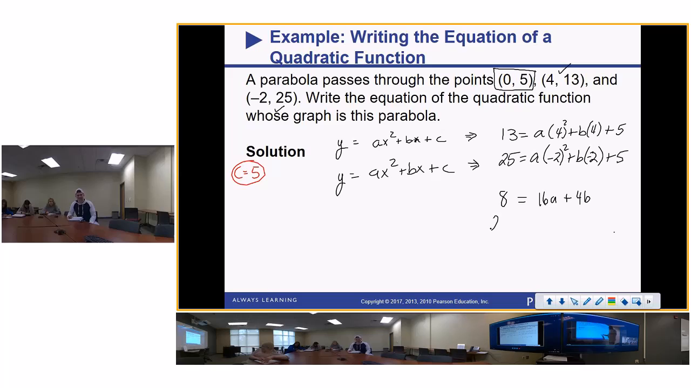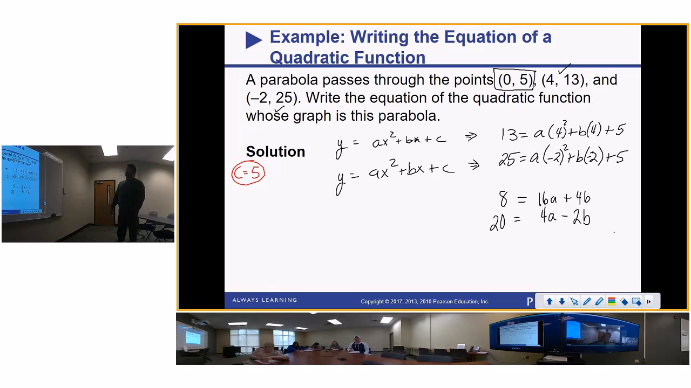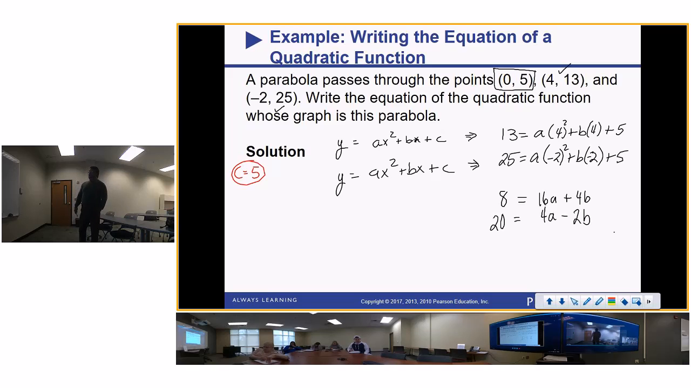20 is equal to, let's see, that'd be 4a minus 2b. Oh my gosh, what do we have? We have 2 equations and 2 unknowns. How are we going to solve this? Elimination or substitution or graphing? Either one. I'm going to multiply the bottom by negative what? Negative 4.